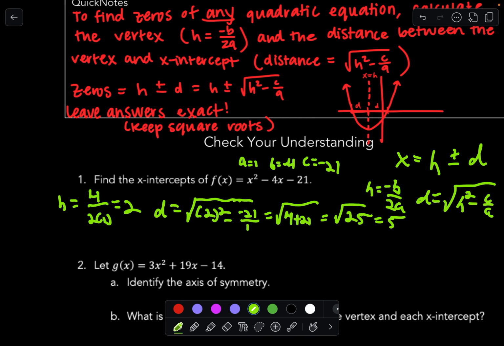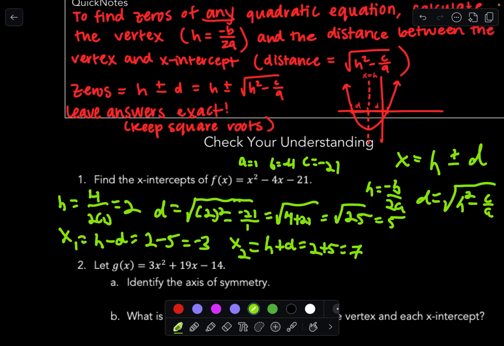Okay, so the x-intercepts are going to be x1, the first x-intercept, h minus d, which is 2 minus 5, which is -3. x2, the second x-intercept, is going to be h plus d, and that's going to be 2 plus 5, which equals 7. And so we get 7 and -3 as the two x-intercepts.